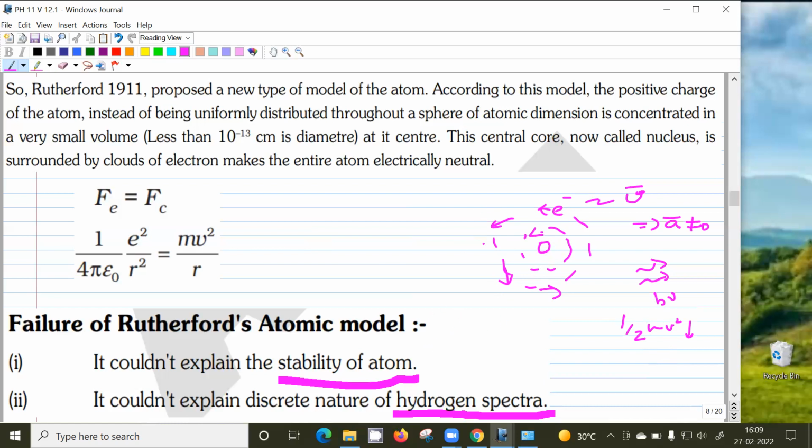Another thing is hydrogen spectra. It will show some lines like this. If you plot the energy or the intensity versus frequency, it will have only certain discrete lines. It will emit in a particular frequency, and then in this frequency, and then in this frequency. But what about the in-between frequencies? Why is it not emitting in these frequencies? Only certain discrete frequencies will emit. So that also cannot be explained by this model.